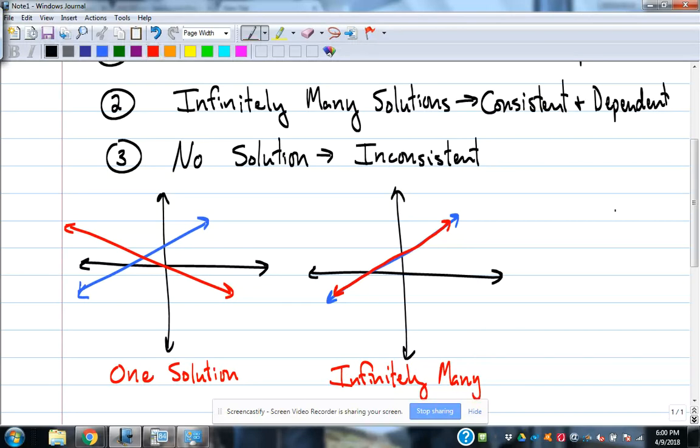And then the last scenario with two-dimensional is if they're inconsistent or have no solutions. You got a blue line and a red line. What do we know about those two lines? They don't touch, and that's called what? Parallel. Yeah.